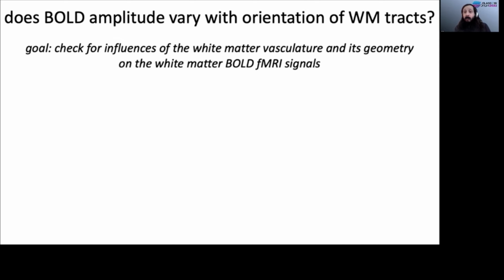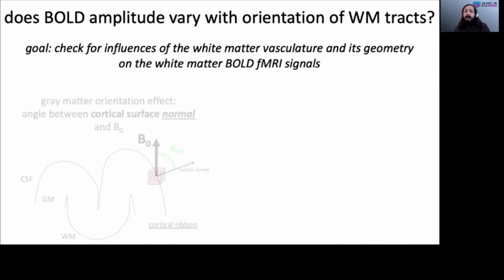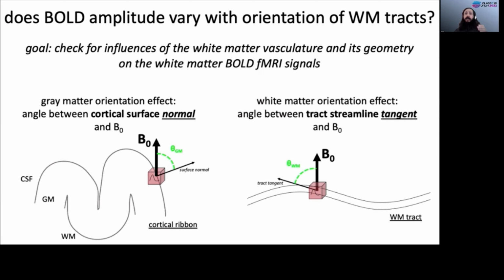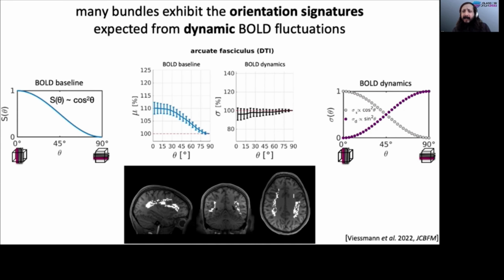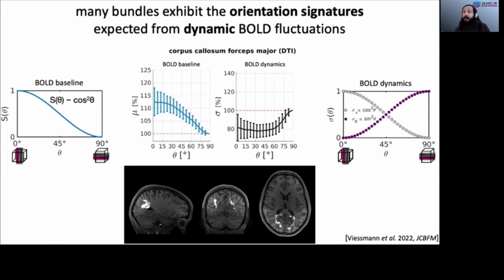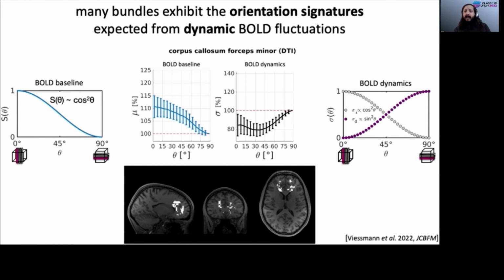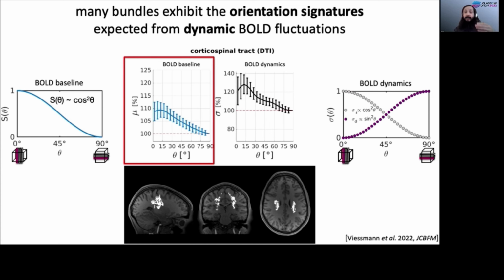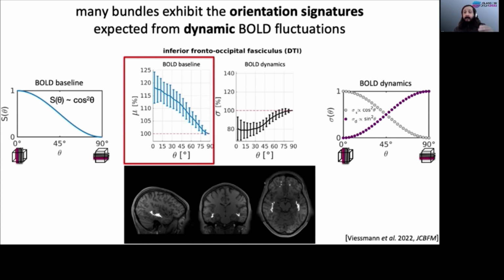So we checked for a similar orientation effect. Instead of looking for changes in BOLD amplitude with the orientation relative to the normal of the cortical gray matter surface, here we looked for changes in BOLD amplitude with the orientation relative to the tangent of the white matter tract, estimated from diffusion tractography. So here's a movie summarizing the results. We find that many, but not all, bundles exhibit an orientation effect in the BOLD fluctuation amplitudes. First, on the left, we saw that all tracts exhibit an orientation effect in the baseline of the BOLD signal, which is expected because the tissue T2* value is dependent on the orientation of the myelin of the tract.